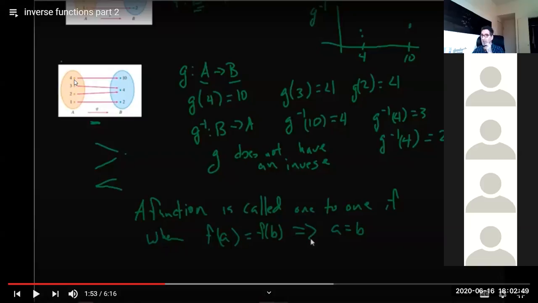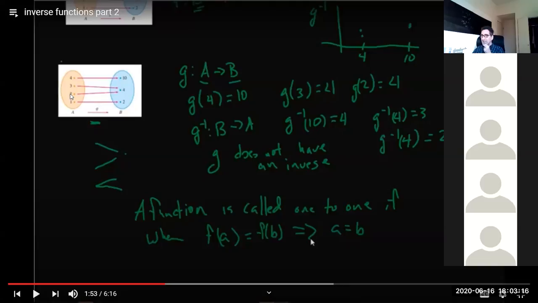No, right? Because g of a is 10 and g of 3 is 4. So we don't have to worry about that. We're only talking about the case where f of a equals f of b, or g of a equals g of b. So let's try for this pair. This is a and this is b. So a is 3 and b is 2. Is g of a equal to g of b?